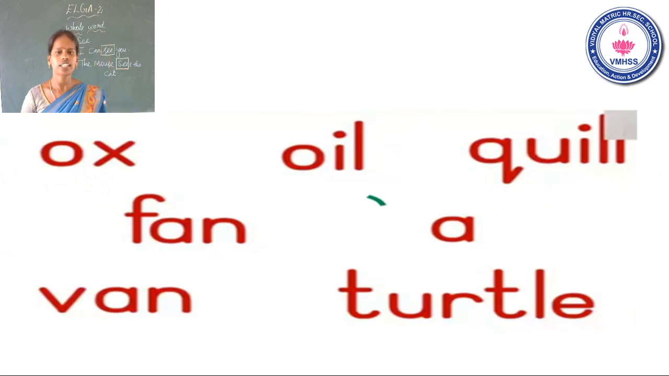They have given many words, and you have to find the whole word. Okay? The first one, O-X, ox. Second one, F-A-N, fan. Third one, V-A-N, van. O-I-L, oil. A is your whole word, students. So you have circled the whole word.